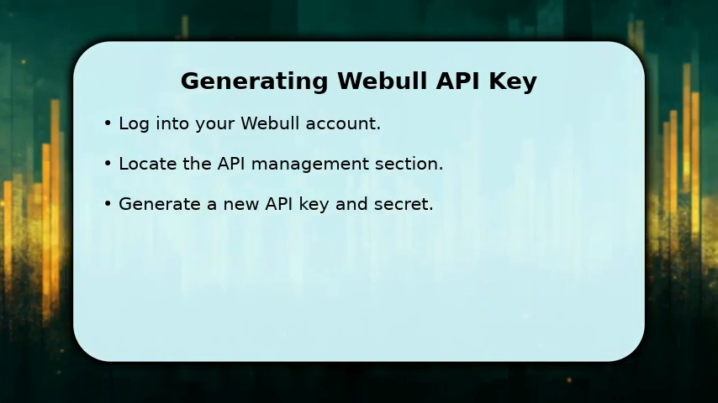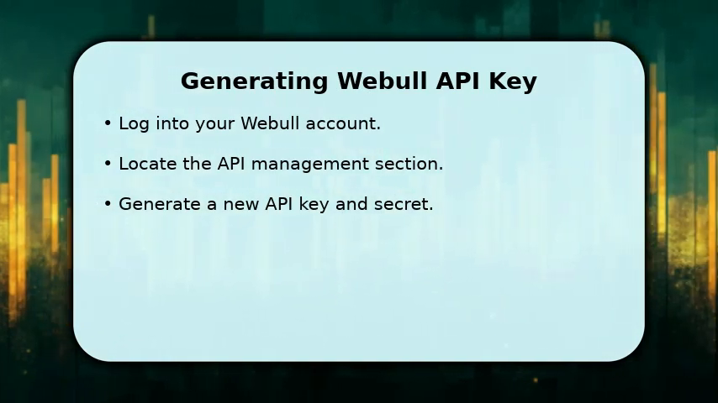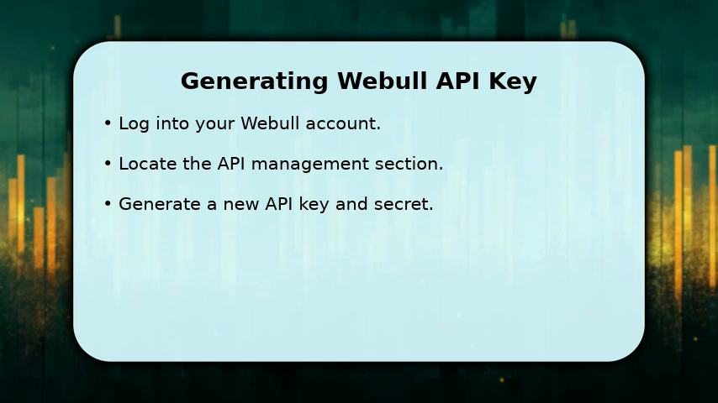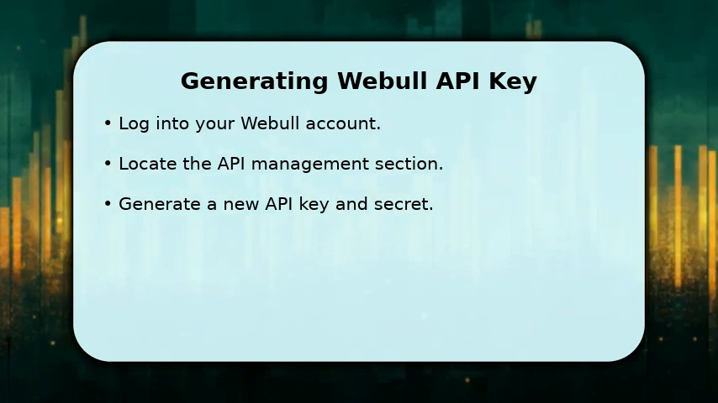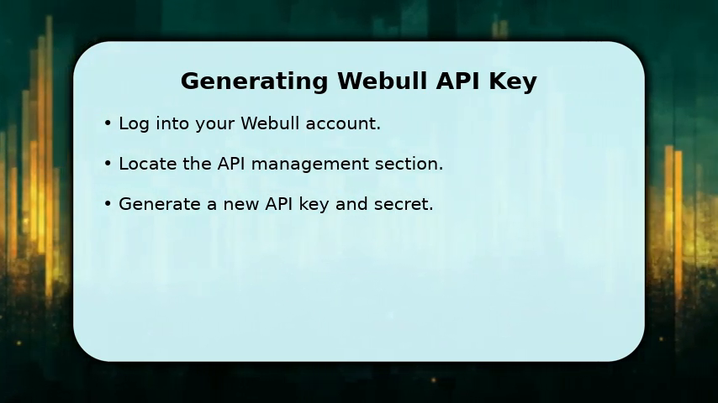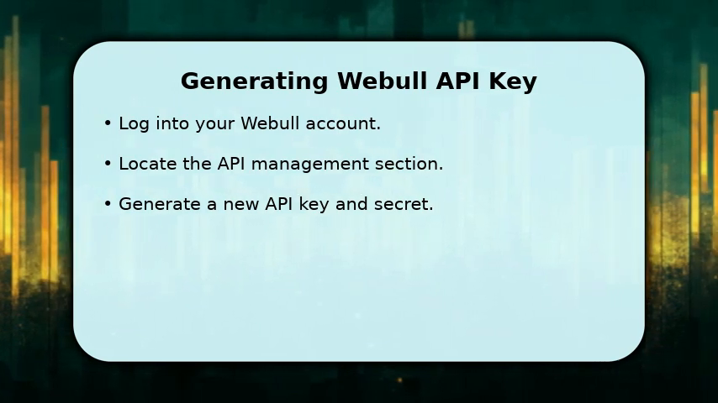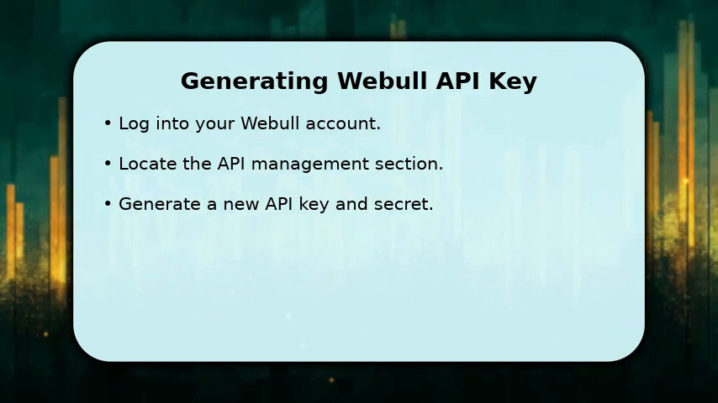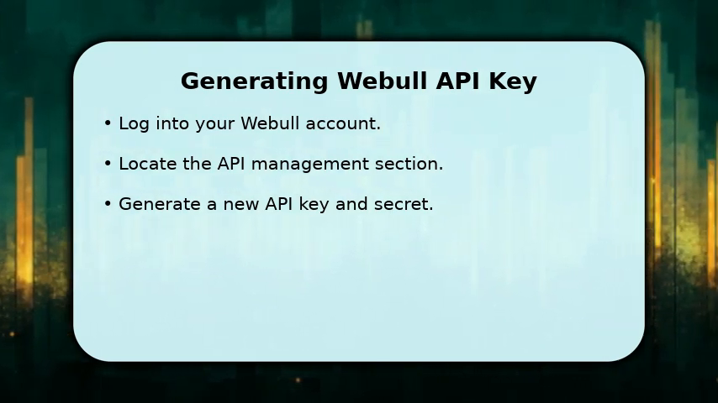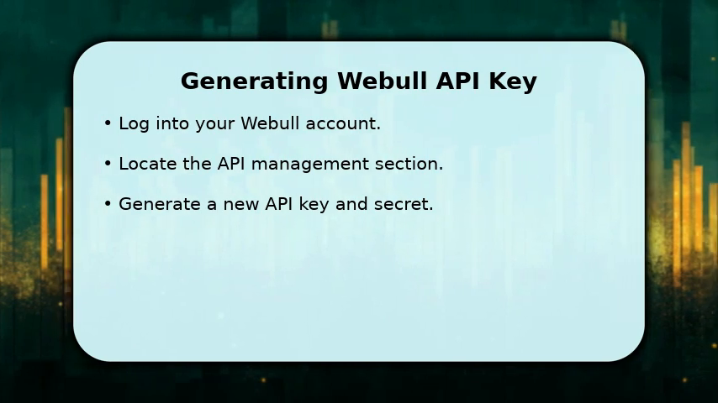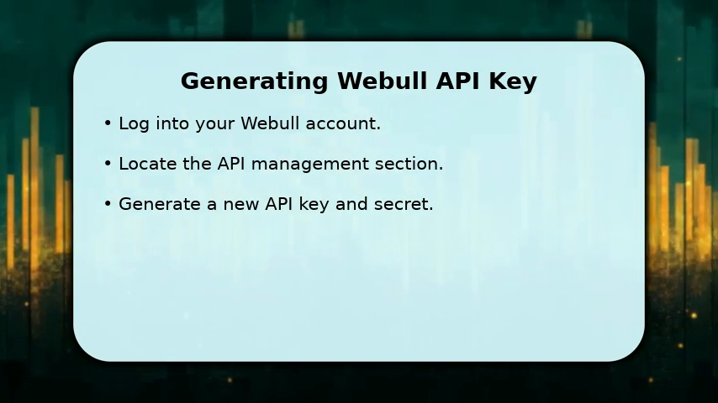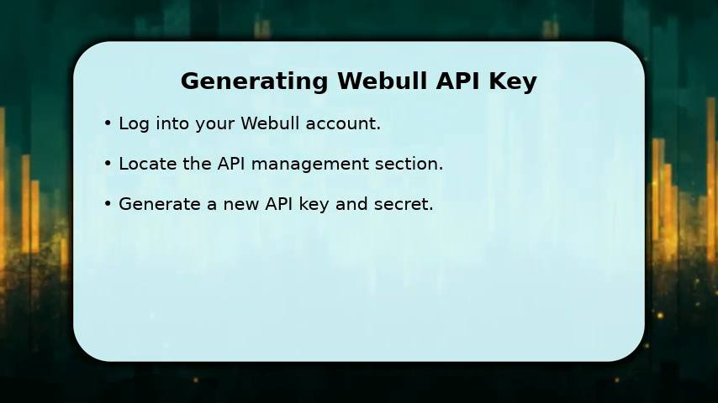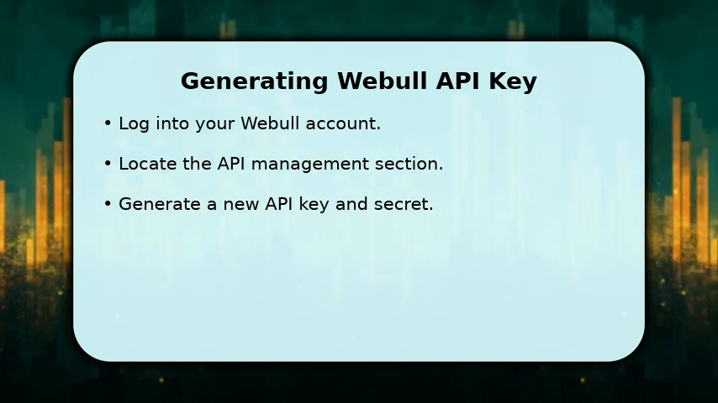Next, you'll need to generate your API key from Webull. Log into your Webull account and navigate to the Settings or Profile section. Look for an option related to API management or third-party connections. Once found, follow the prompts to generate a new API key and secret. These are crucial for securely linking your accounts, so keep them safe and ready for the next step.